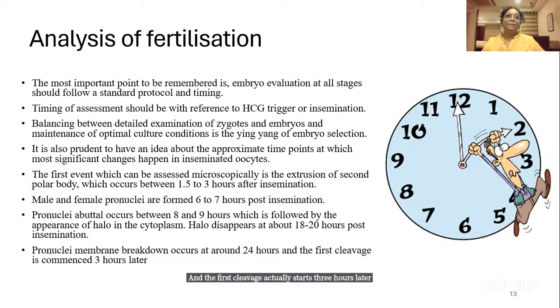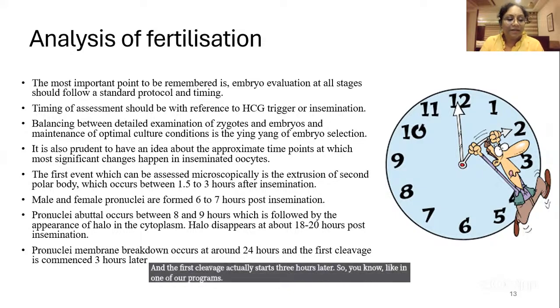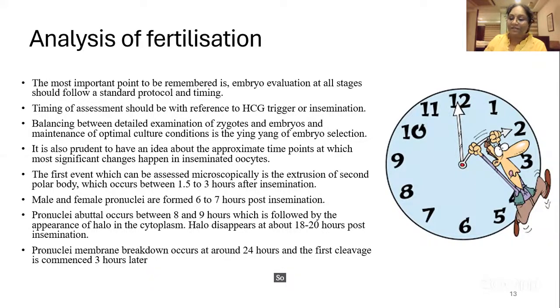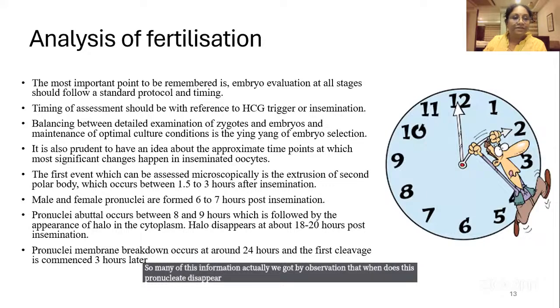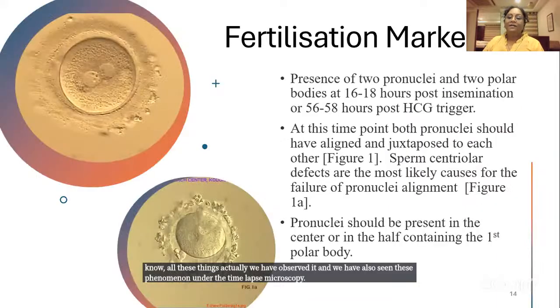In one of our programs, we were routinely doing an early cleavage check. Much of this information we got by observation, of when the pronuclei disappear and when the first cleavage starts. We have observed all these phenomena, and also seen them under time-lapse microscopy.